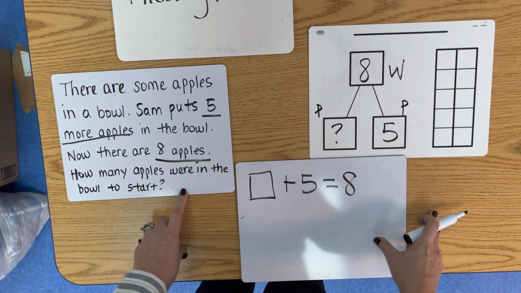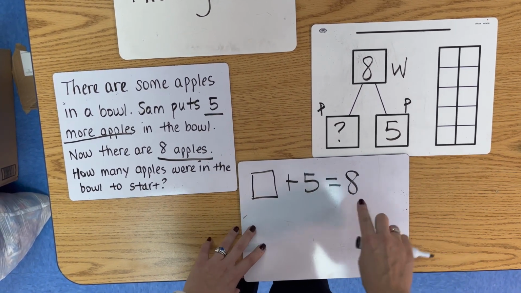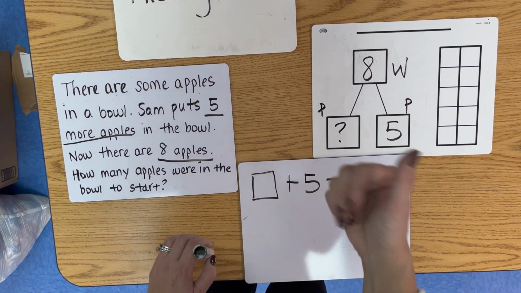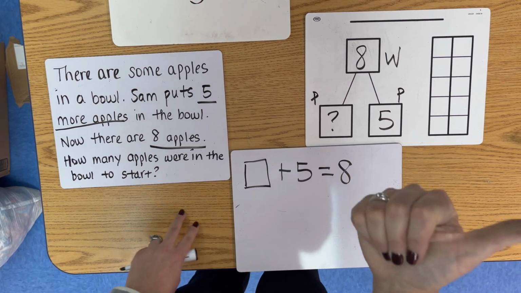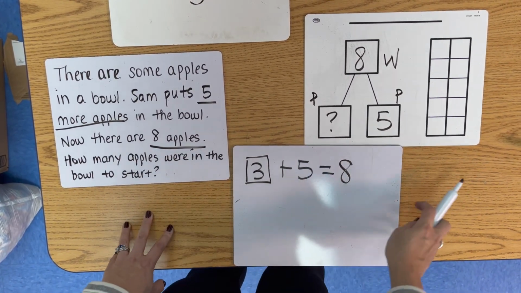How many apples were in the bowl to start? I know that I need to solve for this. So what I can do is do 8 minus 5 to get this answer, or I can grab 5 and count on till I get to 8: 6, 7, 8. My missing addend for this problem is 3.